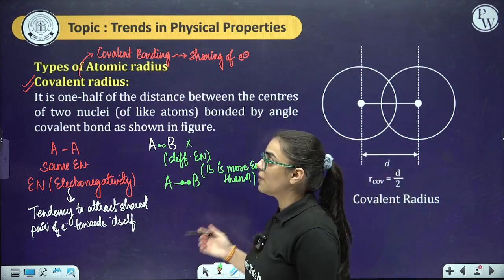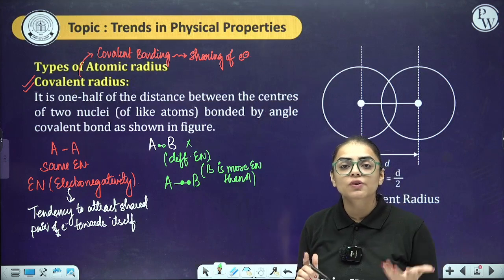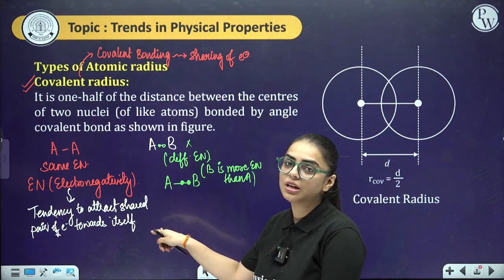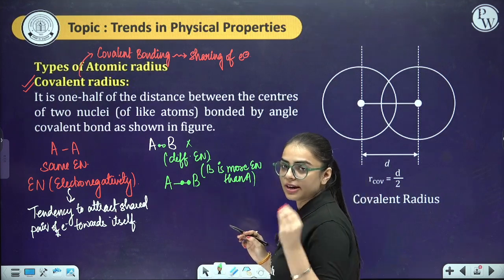So basically, what is covalent radius? It is about covalent bonding. What is covalent bonding? It is sharing of electrons. How do we share electrons? How did the electronegativity concept come over here? This I have explained to you, though we are going to understand electronegativity in depth also.